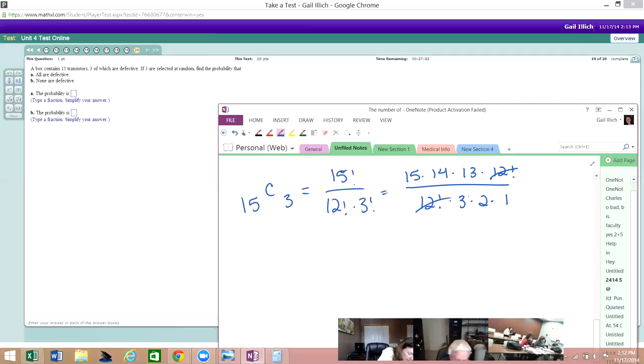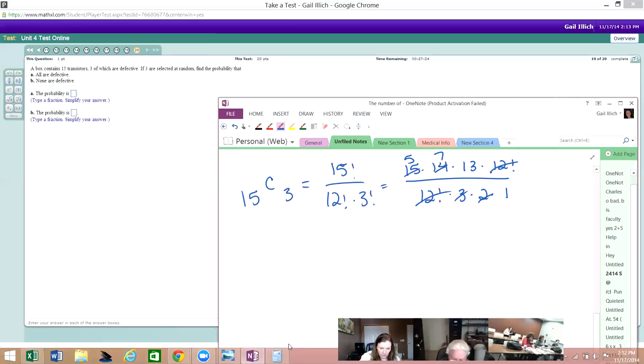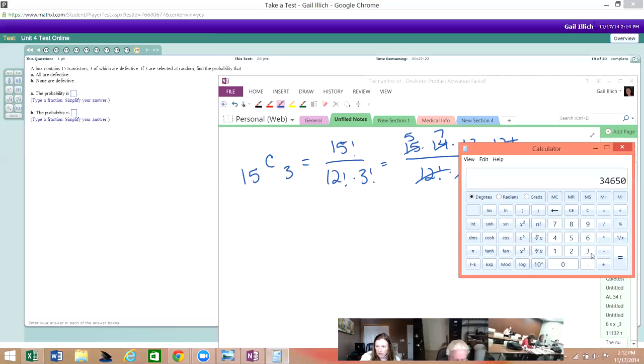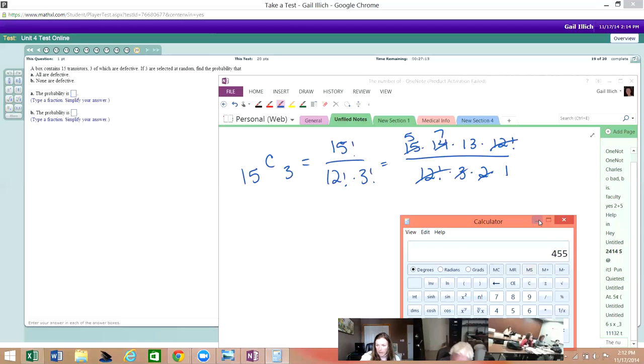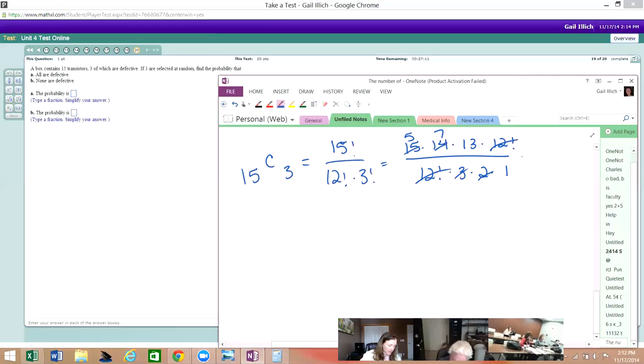So those cancel. This goes in 5 times. This goes in 7 times. So 35 times 13, which is, did y'all get 455? Yes. Okay. All right, so 455, that's your denominator.